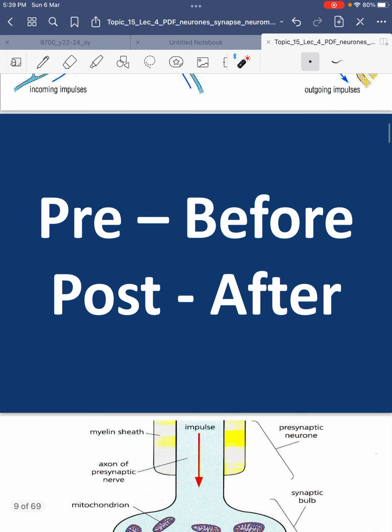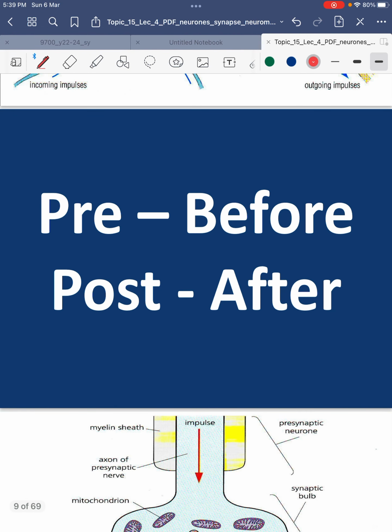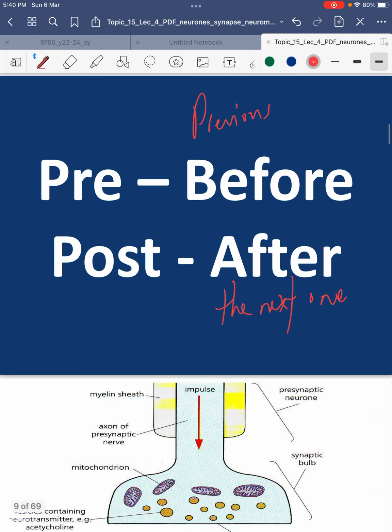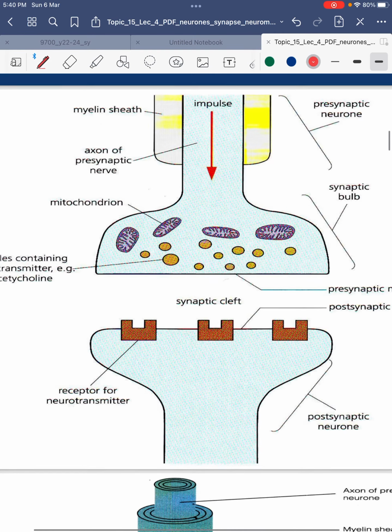Okay, so the meaning of pre and post. Pre means before, or previous, the previous one. Post means after, or the next one. Yeah, next one. That's the meaning of pre and post. Okay, so now this is the enlarged.